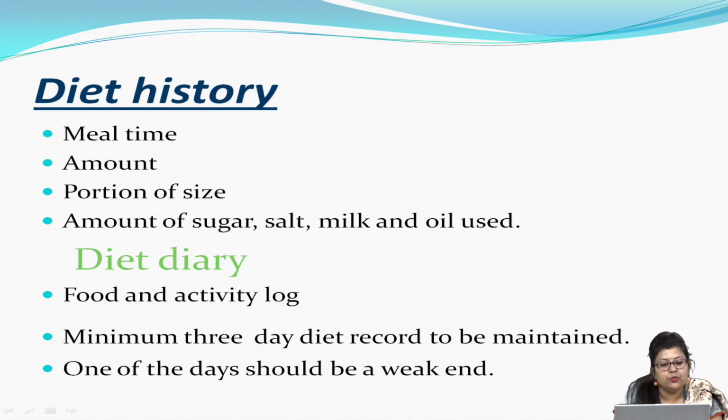Diet diary, food and activity log: a minimum 3-day diet record is to be maintained. One of the days should be a weekday. During the diet, the counselor can ask you to maintain a diet diary, so that he can come to know about your food intake and your activity log. A minimum of 3 diet records is to be maintained. You can maintain a diary and keep the records to show the counselor. One of the days should be a weekday.